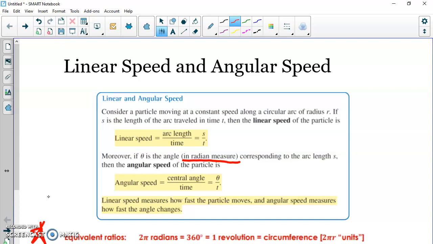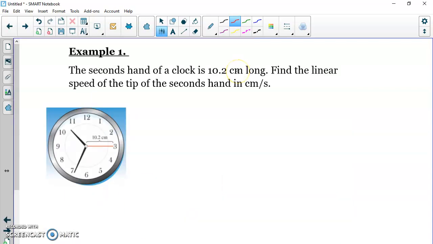All right, I always find that examples help me out. So if you need to, hit pause again and finish writing that equivalent ratio at the bottom. All right, the seconds hand of a clock is 10.2 centimeters long. So the seconds, that is talking about this red one right here, the one that we are watching tick around until it hits the 12 for the bell to ring. So it is 10.2 centimeters long. That is the radius. Find the linear speed of the seconds hand in centimeters per second.